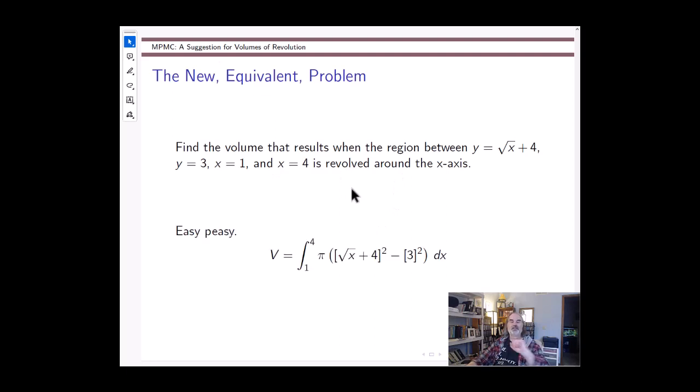That one, we can just plonk those things right into the standard volumes by disks type of formula. Pi r squared for the outside, that's the root x plus 4 function. Pi r squared for the inside, that's just the volume found by revolving the lower boundary around the x-axis between x equals 1 and x equals 4. Boom, you're done. Solve that integral and you've got it.